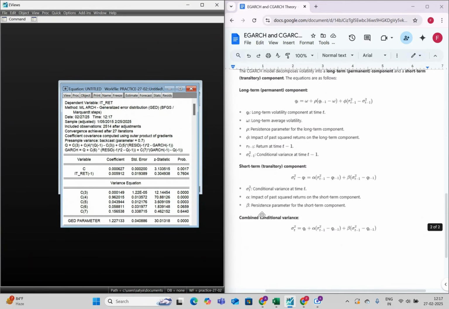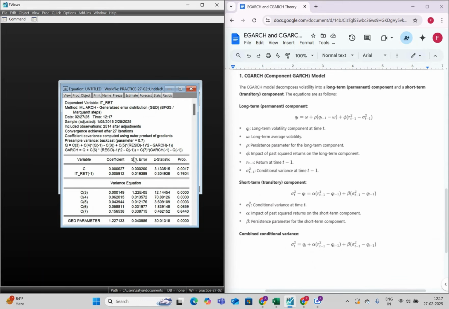So here we have it. Let us understand it on the basis of theory. So we have a long-term component and a short-term component. The long-term component is given by the first equation here in EViews.